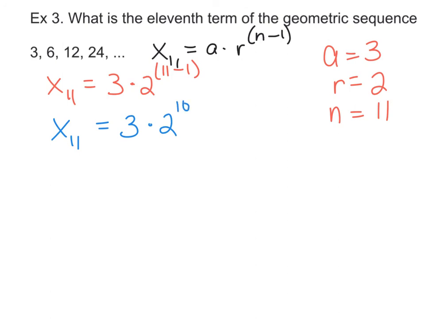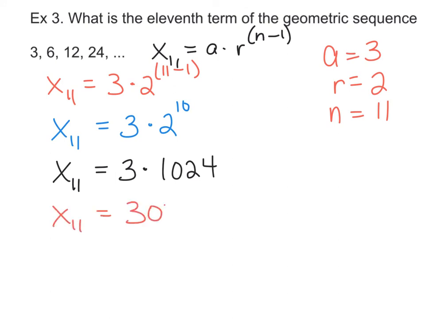Again, you're going to want that calculator for these problems. X sub 11 is equal to 3 times 1024. Again, order of operations totally counts. You have to do that 2 to the 10th power before you can multiply it by 3. X sub 11, when you multiply them together, is 3072. So that would be your final answer for this problem. Okay, good job.